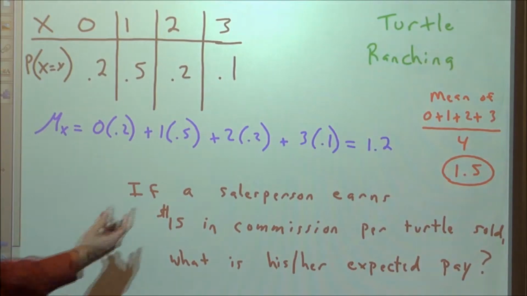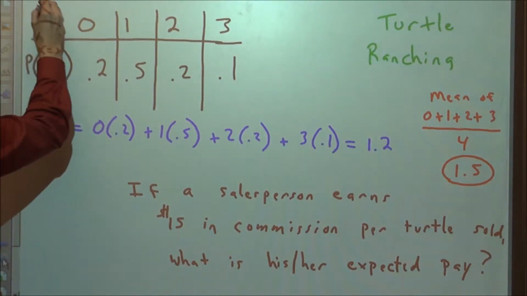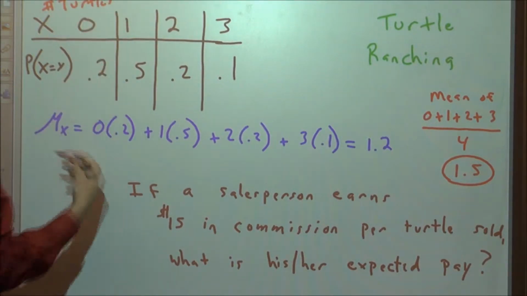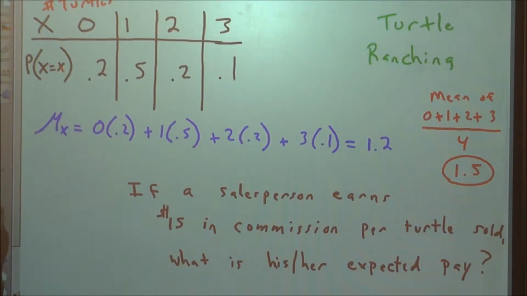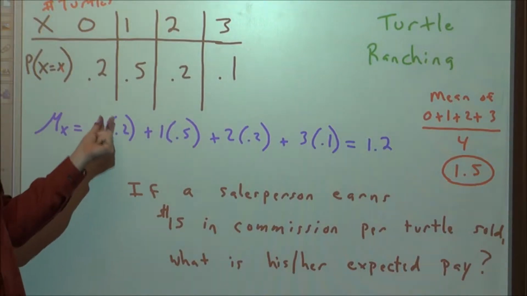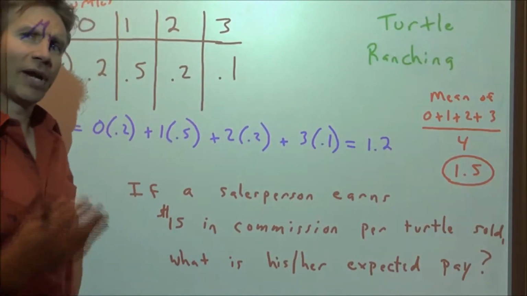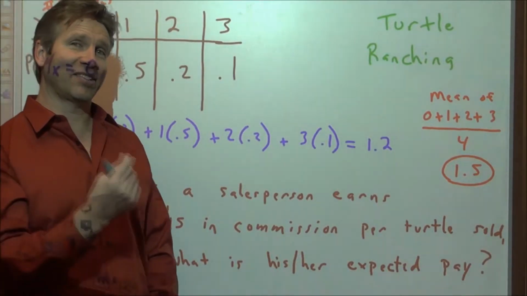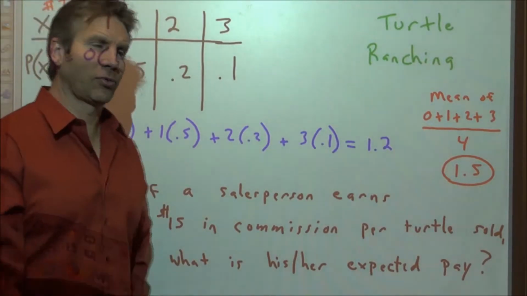All right, so then remember the mean average. This would be x, the number of turtles sold in a day by a salesperson. So the average number of turtles, that should be an x. The average number of turtles sold would be found by taking the number of turtles times their corresponding probabilities. We add that up, we get 1.2. So on average, every salesperson should expect to sell, on average, 1.2 turtles per day.